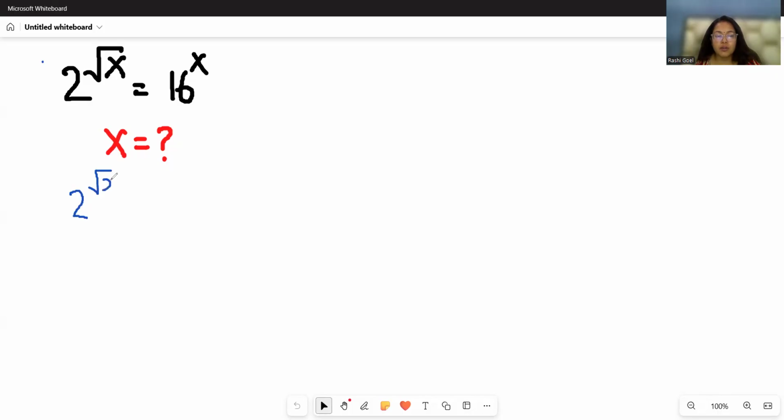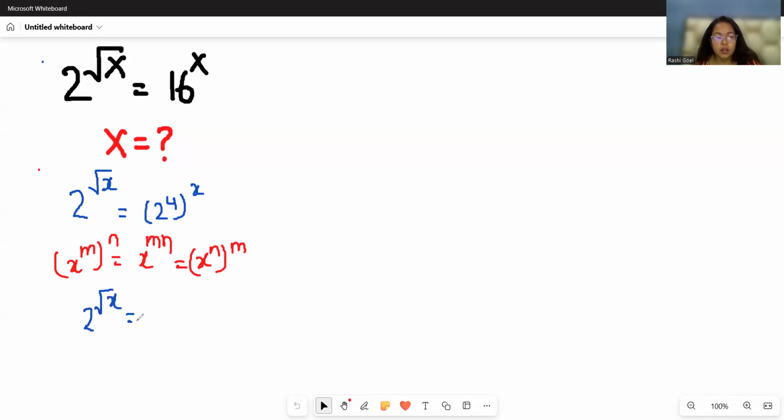So 2 power root x equals 16 power x, we can write 16 as 2 power 4, whole power x. Now as per the exponent rule, x power m power n, we can write it as x power mn or x power n power m. So 2 power root x equals 2 power 4x.